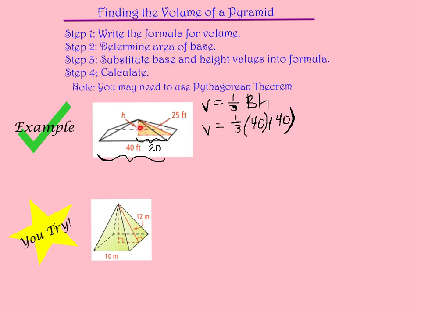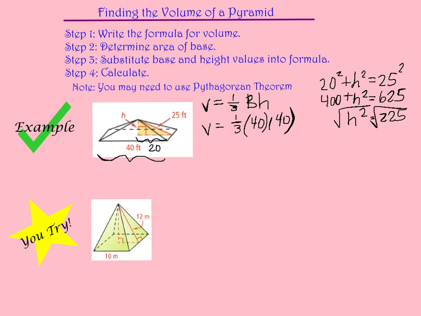So we've created this 90-degree triangle, and I can use the Pythagorean theorem. We're going to say 20 squared plus the height squared is equal to 25 squared. And solving for h, 20 squared is 400 plus h squared. 25 squared is 625. Subtracting 400 on both sides, h squared is equal to 225. And then taking the square root of both sides, you see that h is equal to 15. So that's what we'll plug in for h, 15. Now all we have to do is calculate.